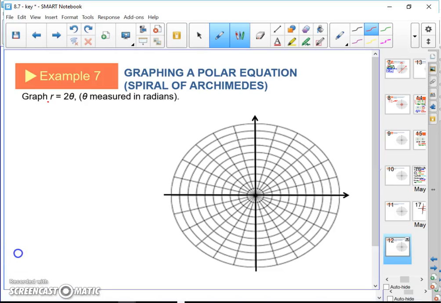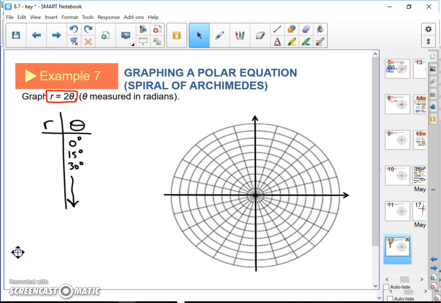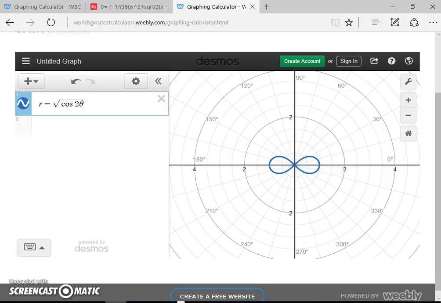When I look at example 7, I immediately know it's going to be a spiral. The spiral is really, really hard to graph using a table. Suppose you could use a table. You start plugging in whatever you want. You can plug in 0, you can plug in 15, you can plug in 30, you can plug in anything you want. But I think it's going to take you forever to really get a feel for what this graph looks like. So let's just go to Desmos again, and let's see what this looks like.